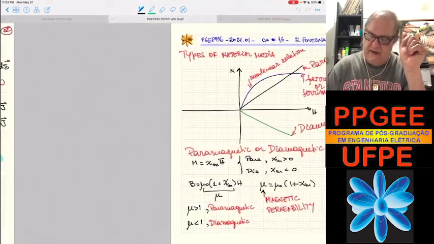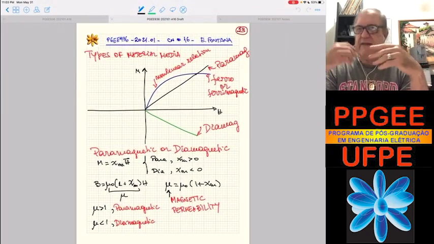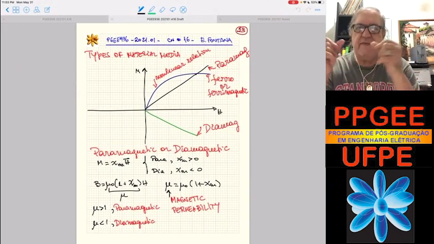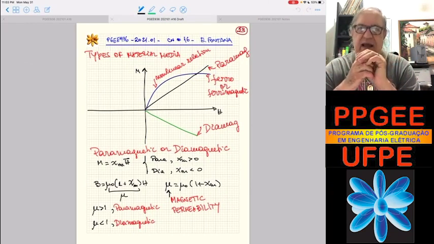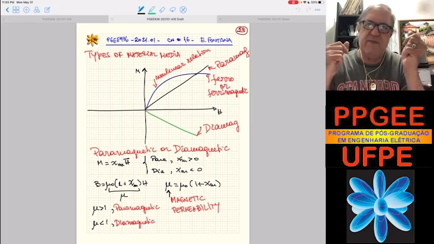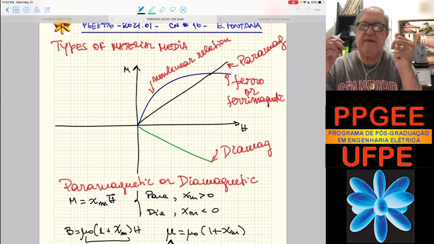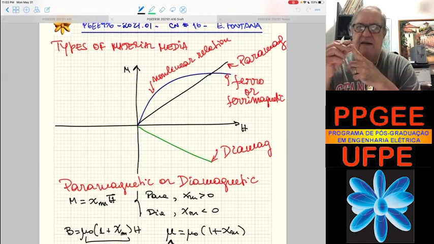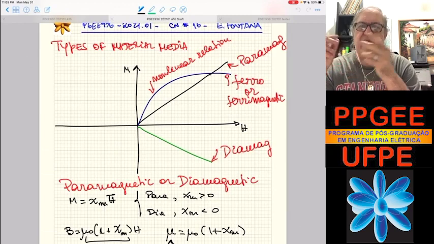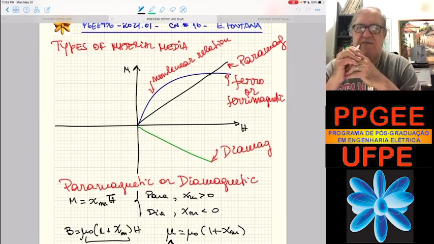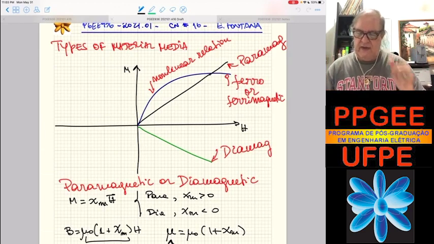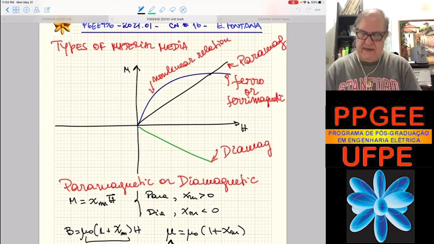So, just to be very brief, in summary, we talked before about polarizable media, dielectric materials. Now, relative to magnetic materials, you have different types of material. You have linear media, which can be paramagnetic or diamagnetic, for instance. And you have non-linear media, which are the ferromagnetic materials. Okay, so how do you define that?